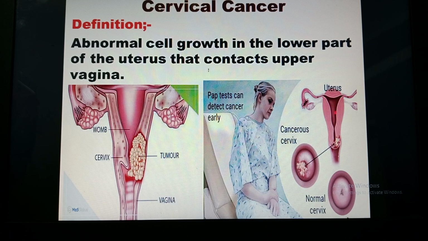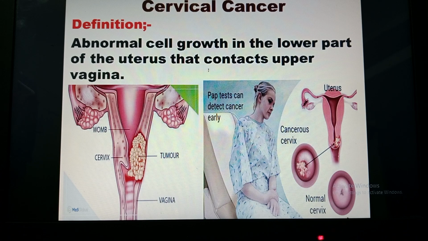So this is a normal uterus. This is the fundus of the uterus. This is the body of the uterus. This is the fallopian tube. This is the ovary. And here the lower part, this is the vagina. Above the vagina, the cervix is there. So this cervix connects the lower part of the uterus and the upper part of the vagina.